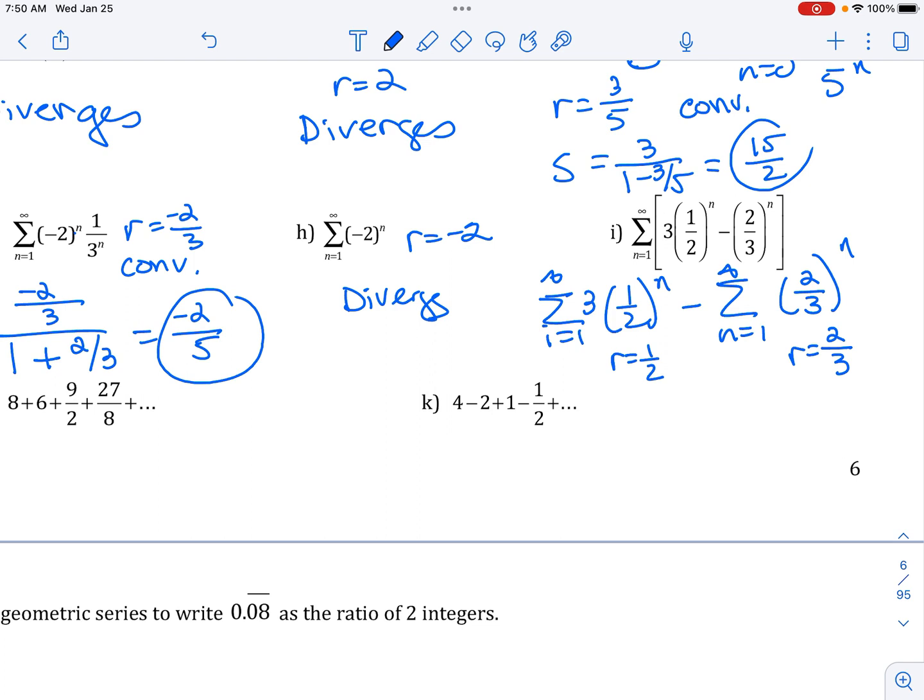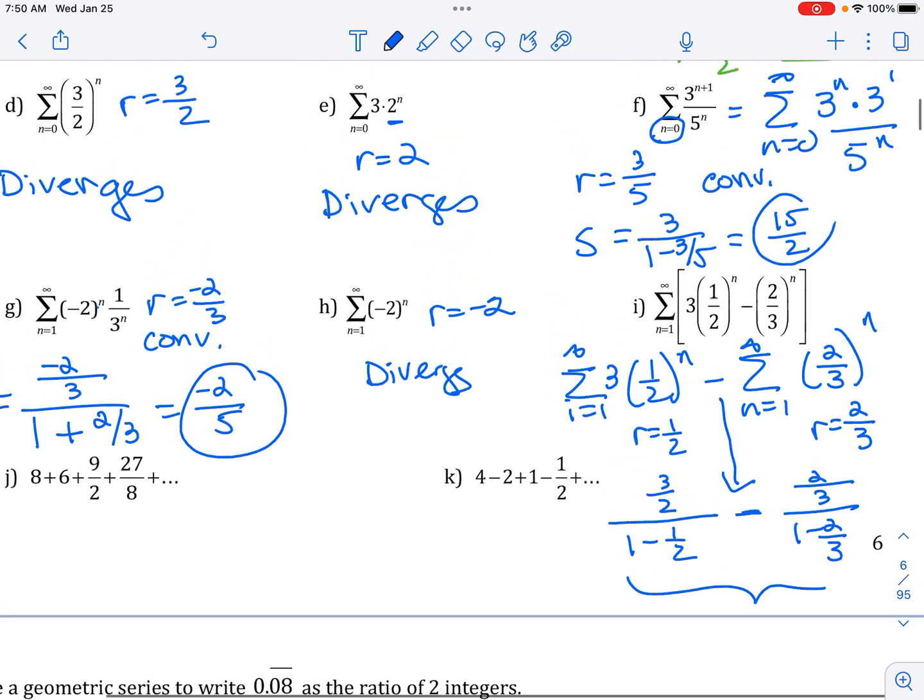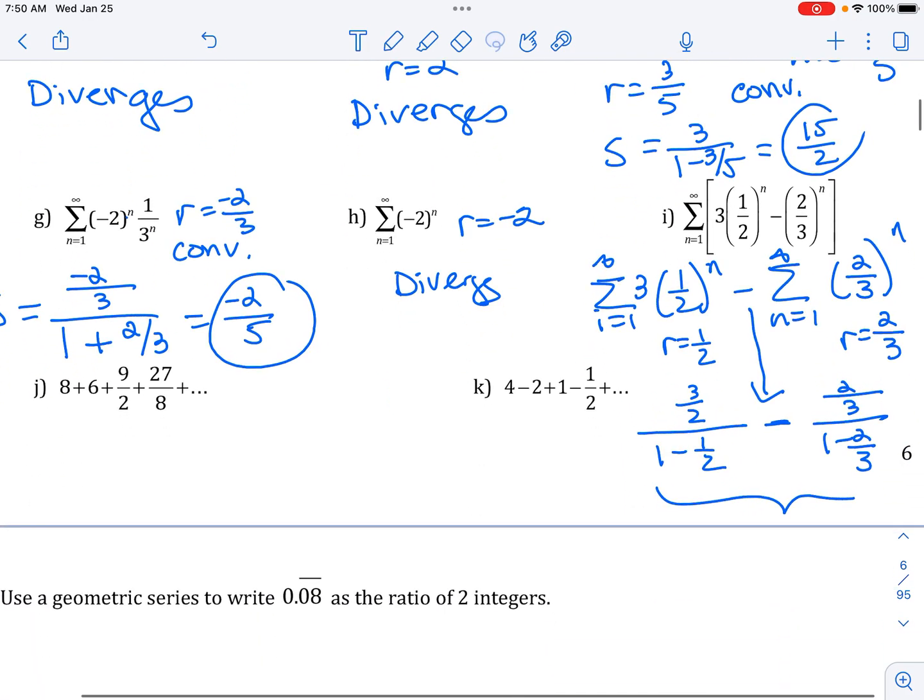So the first one, your A in this one is going to be 3/2 over 1 minus R. And then I'm going to subtract it from the sum of the second one, and your A in this problem is going to be 2/3 all over 1 minus 2/3. And if you do all the arithmetic here, you can double check. I believe this is going to be 3 here, and then minus 2, which gives me 1.